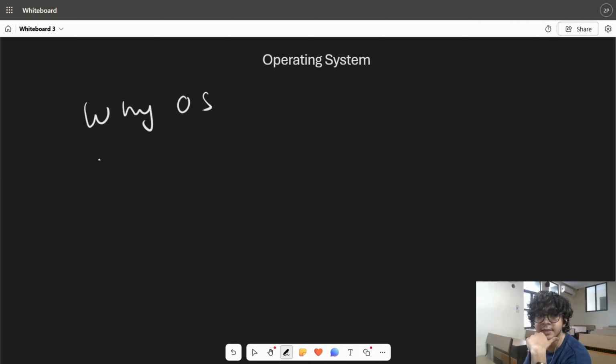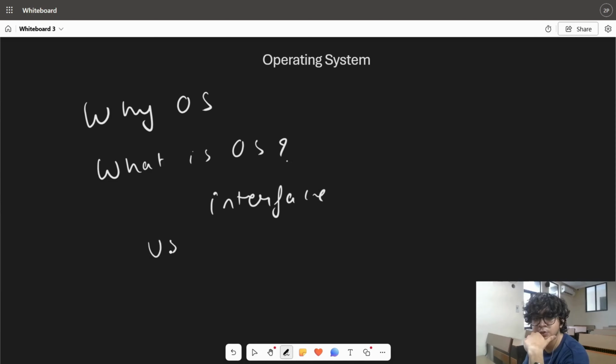Now let's understand what is OS. So as we discussed in the Y portion, OS is basically an interface. Interface between what? Interface between user and hardware resources. So OS would provide hardware resources to the users. So I hope these two fundamental questions about why we need OS and what is OS are clear.